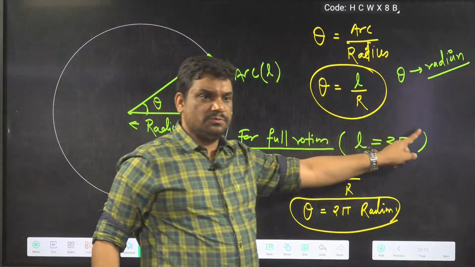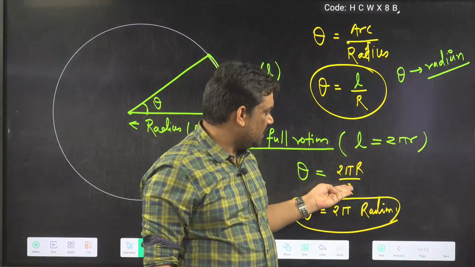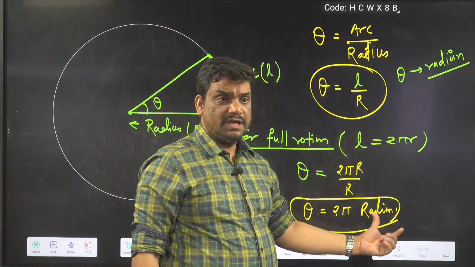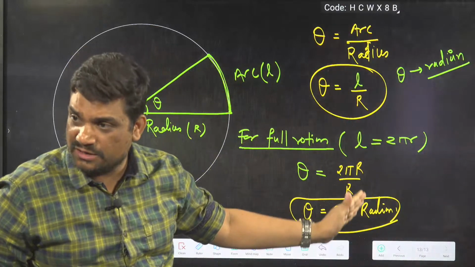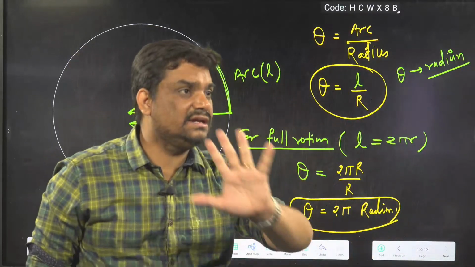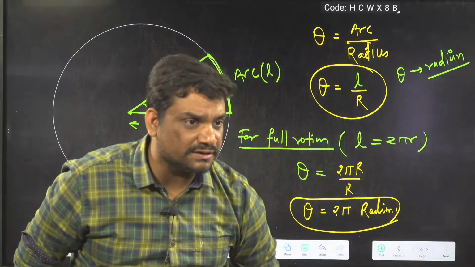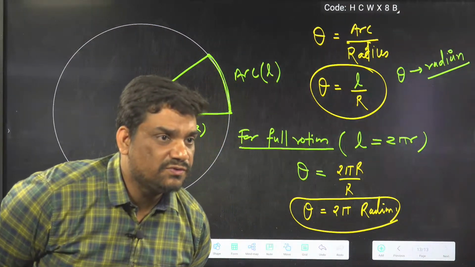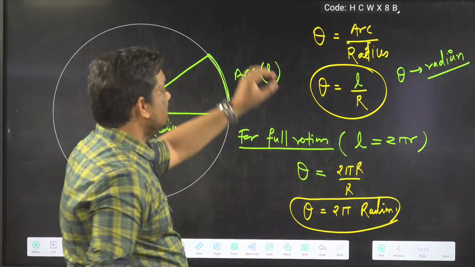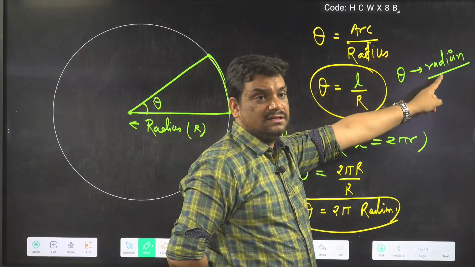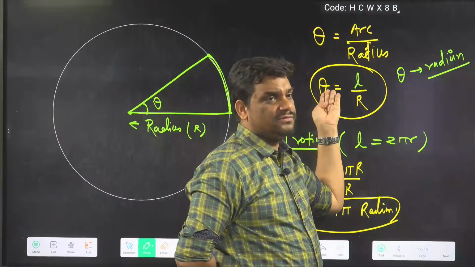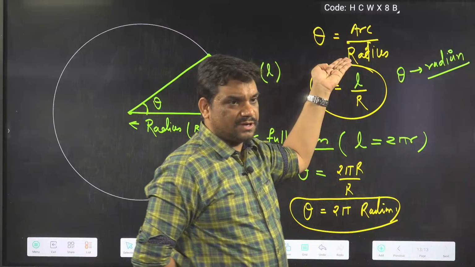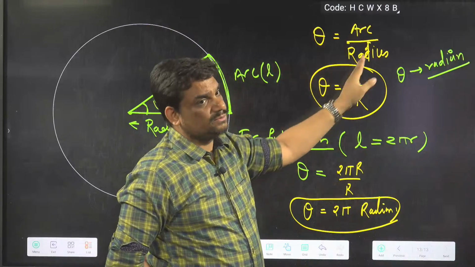So the total is 2 pi r divided by r, so this becomes 2 pi radian. One time I am saying theta is 360 degree, and using this formula I got 2 pi radian. Should 2 pi radian and 360 both be the same or different? The condition for the formula L by R is that theta must be in radian, the standard unit. Theta will always be taken by L by R, but theta should be in radian.